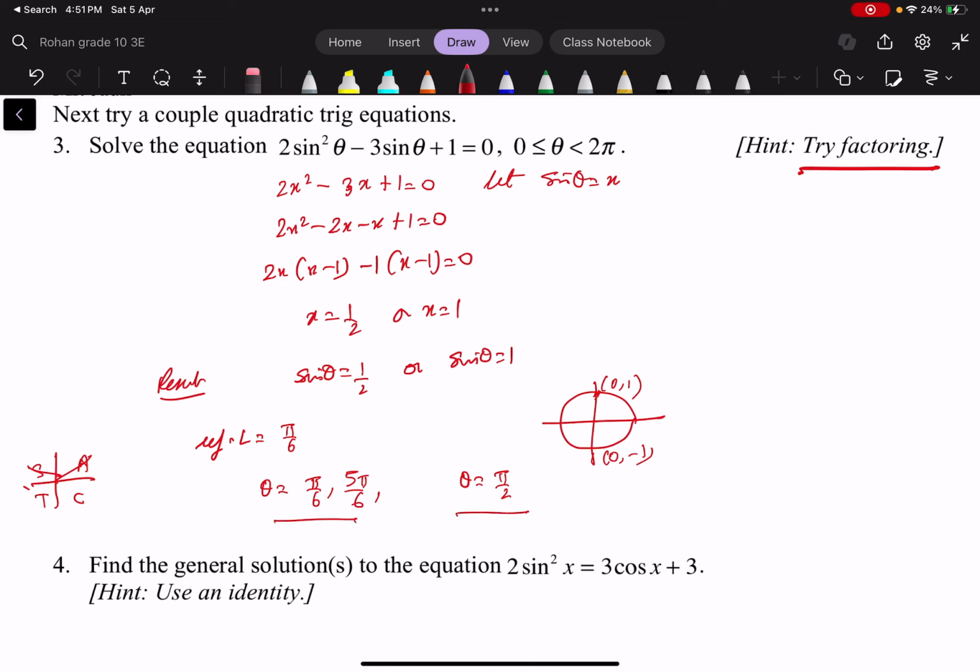But is it asking for general or just saying solve? Solve. No general solution. If they ask you general, then simply add 2n pi for all of them. Okay. It's really not much. Like see this one.